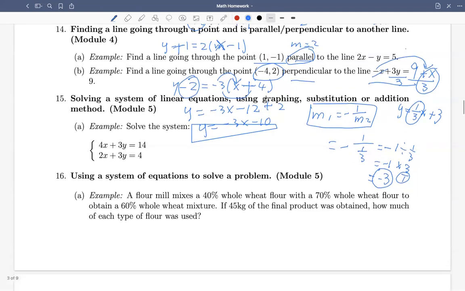Okay, that's 14. Now let's see 15. Let me get my eraser.